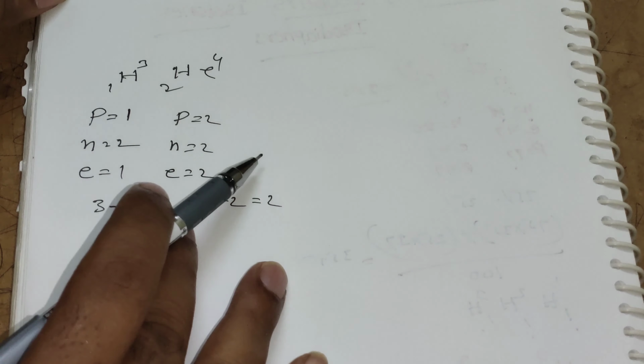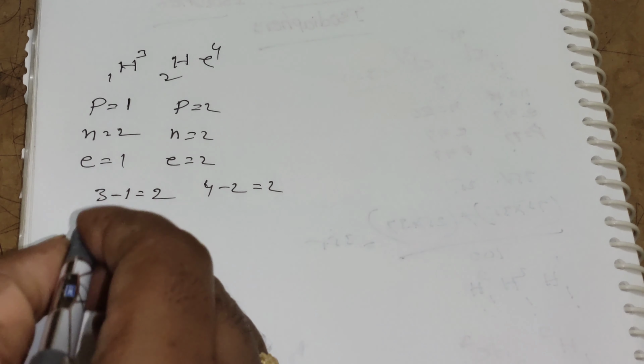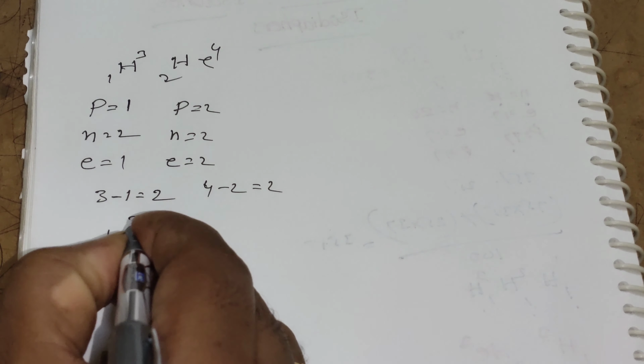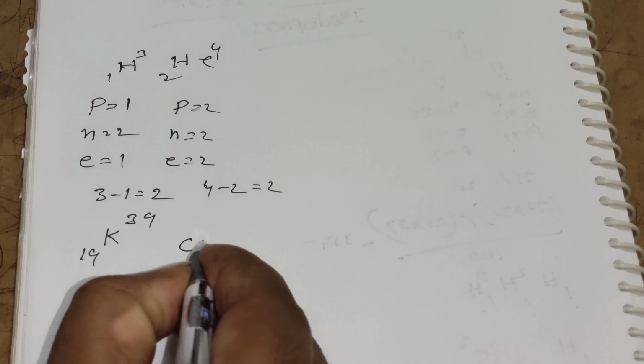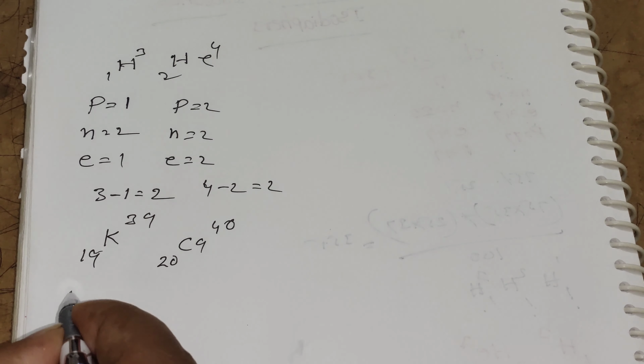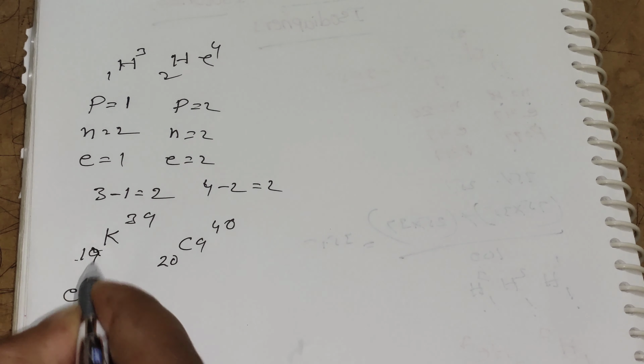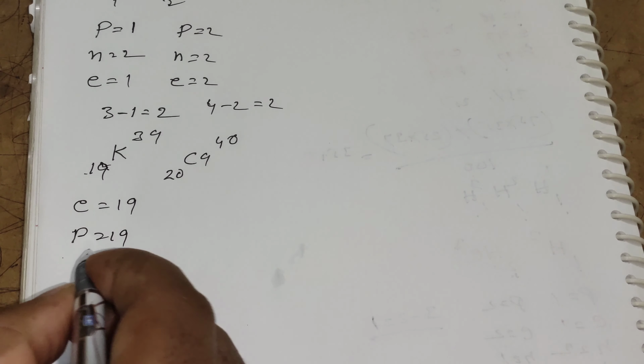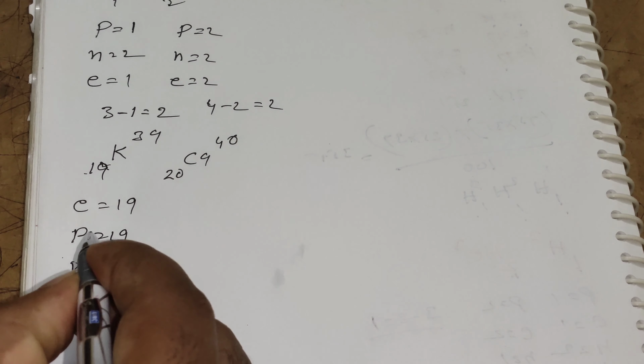One more example. In potassium 19-39, whereas in calcium 20-40. In potassium 19-39, the number of electrons is 19, the number of protons is 19, and the number of neutrons is 20.